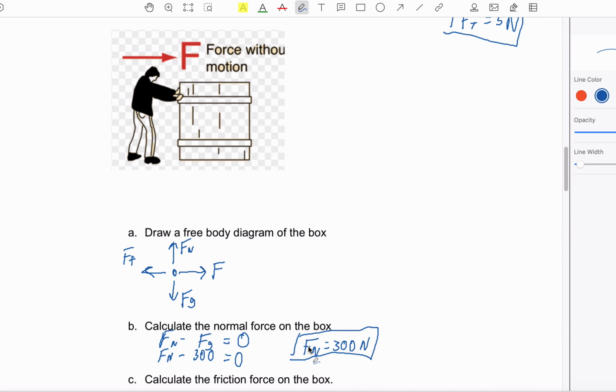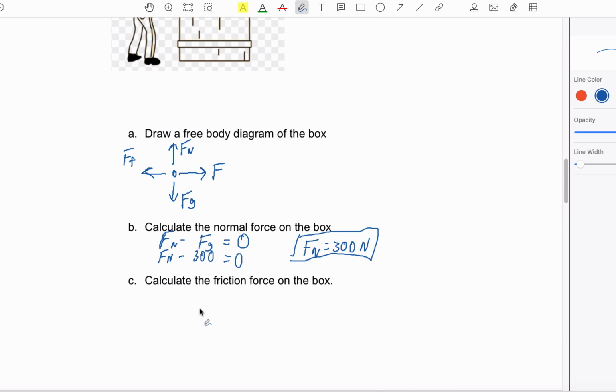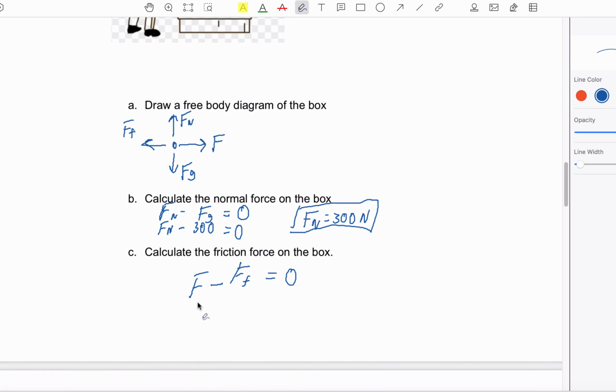Great. Now, it says calculate the friction force in the box. So we have the pushing force minus the friction force. That also balances because the box is not moving. We're pushing with a force of 15 newtons. There's a friction force that balances it. That tells us that the friction force also ends up being 15 newtons. So that is page 2. We'll move on to page 3 in the next video.